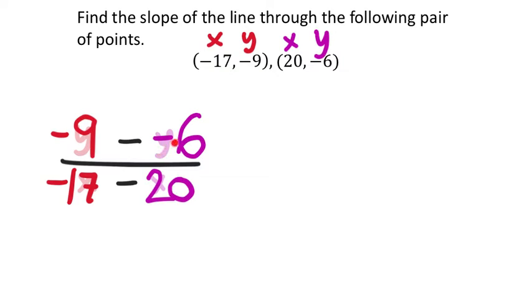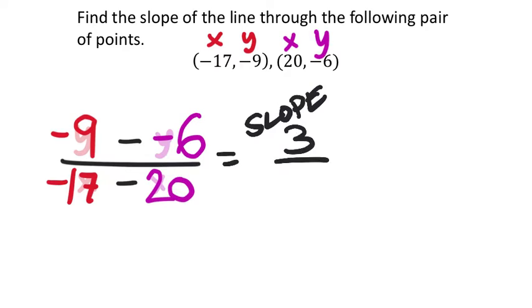So I'm just going to type this in exactly like I see it onto the calculator, and the calculator will tell me the slope. So on the calculator, n over d, negative 9 minus negative 6. And remember, those are different buttons, minus and negative. Now the denominator, negative 17 minus 20, enter, and it gives me 3 over 37. Not a very pretty slope, but it'll do. And it's showing as positive, so that's it.